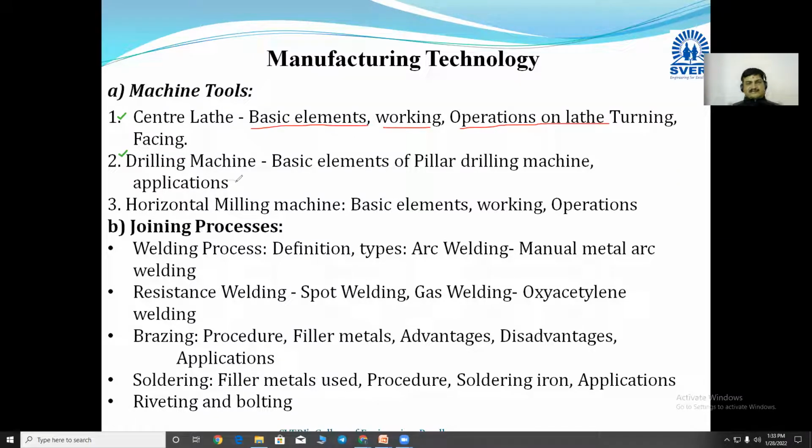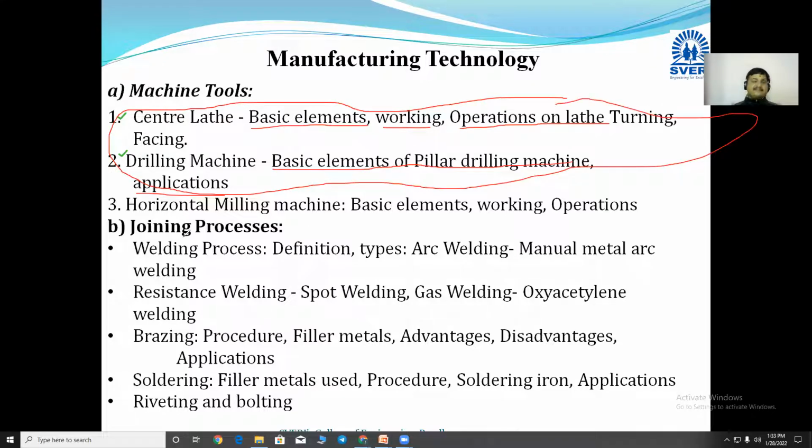Then in the drilling machine, once again, we are going to learn its basic elements of the pillar drilling machine and its application. So these only two things, center lathe and drilling machine, are there in our syllabus of the machine tools. So part A is of the machine tools.